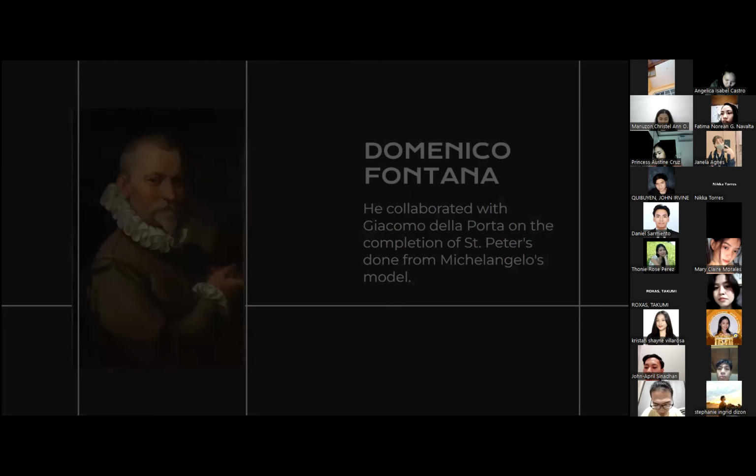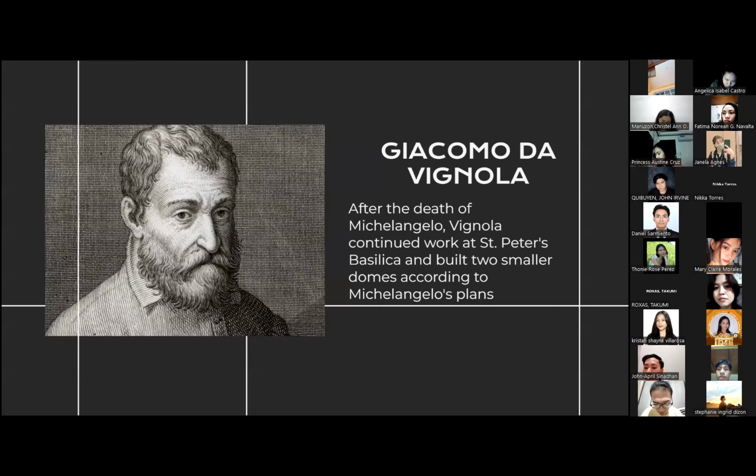Next po is Giacomo da Vignola. After the death po of Michelangelo in 1564, Vignola continued work at St. Peter's Basilica and built two smaller domes according po sa Michelangelo's plans. Giacomo da Vignola po.